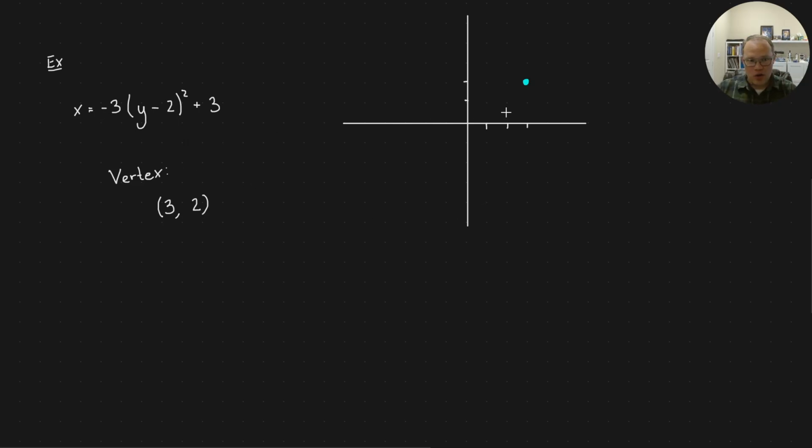If I go 1 unit away from the vertex, in this case up or down, my x changes by negative 3 units. So I'll go 1, 2, 3 units left, 1, 2, 3 units left. And so that gives me the information I need, the points I need for my parabola. So now just connect the dots, draw a parabola.